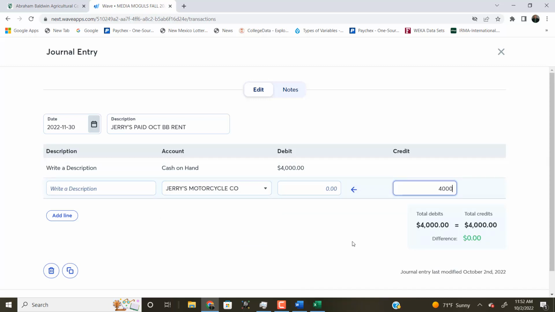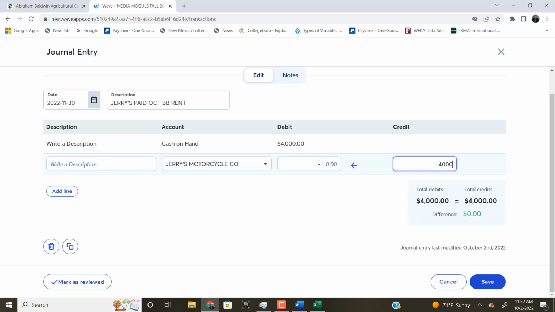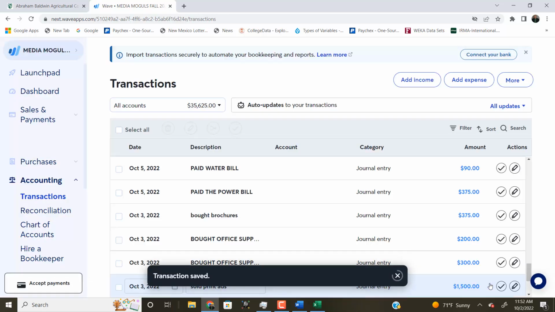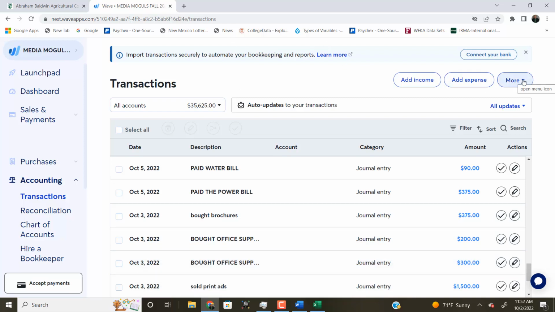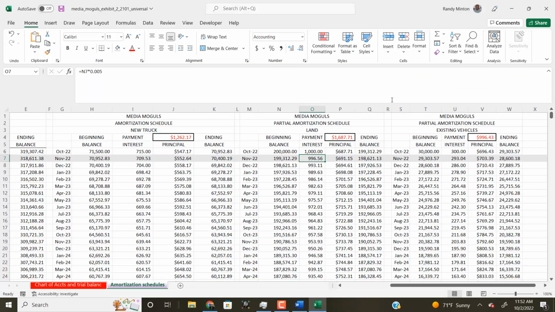So remember that assets go up on the left, they come down on the right. Jerry's asset, accounts receivable, comes down because he doesn't owe it anymore. Cash is what makes sure that that is a fact. That's why he doesn't owe it anymore. He paid it. And save it. And now we're going to be down to your depreciation entries, I believe.